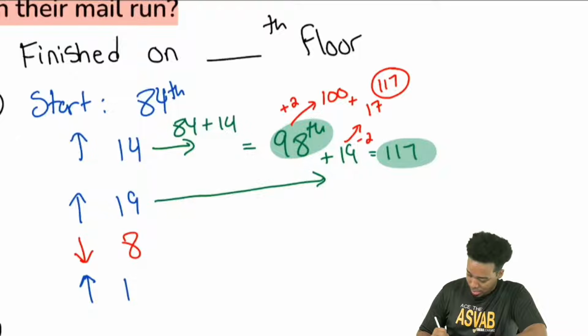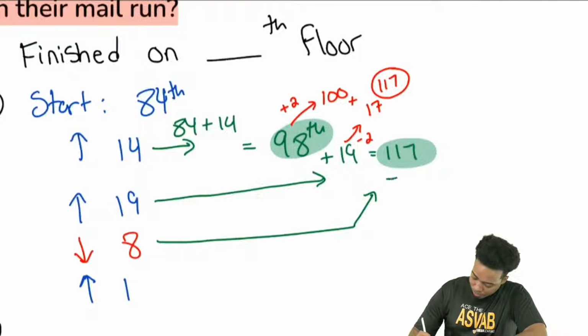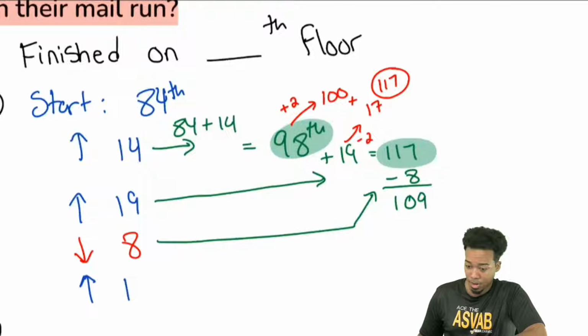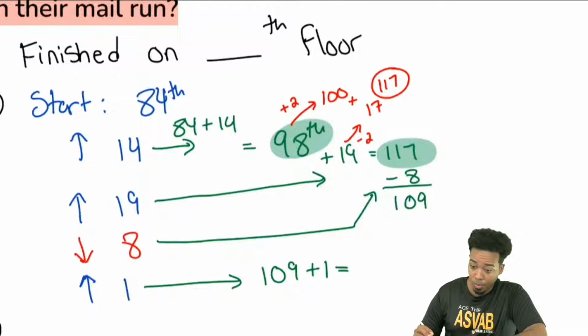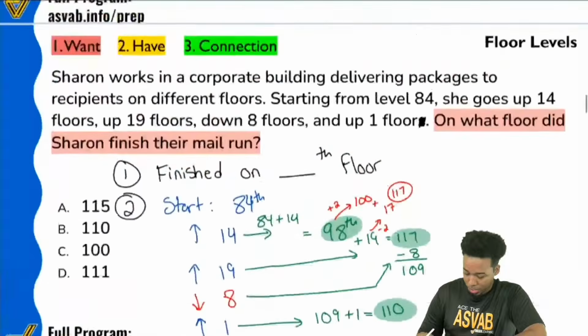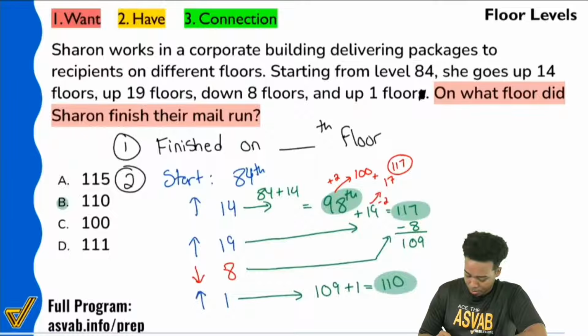Right, we would subtract the 8. So now that we're here, let's go ahead and subtract the 8. And that's going to give us what? 109. Right there, booyah. And now that we're here, we're going to go up 1 floor. So 109 plus 1, that's going to give us what? 110. Booyah. And that is the final floor that we end up on, level 110. Boom, level 110.